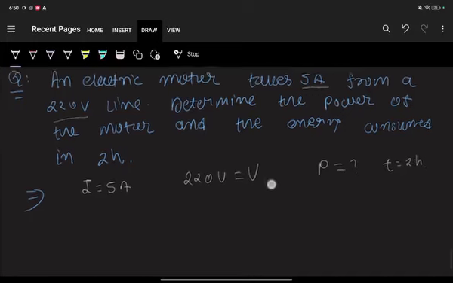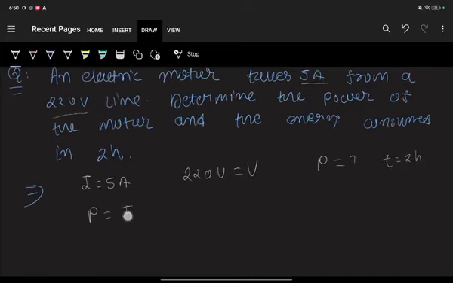So first of all, power will be what? IV, which is 220 into 5, which will be 1100. Okay? This is in watt.